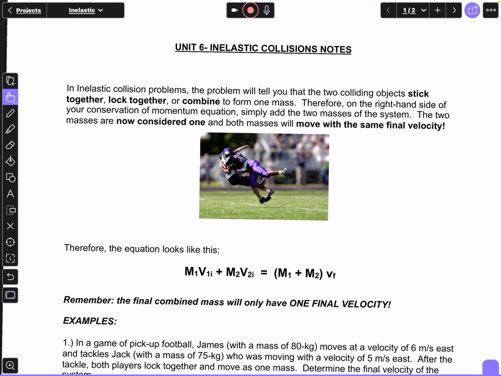The equation is going to be the same form that we talked about yesterday. However, we're going to change the right side of the equation. So the things still stand for the same.